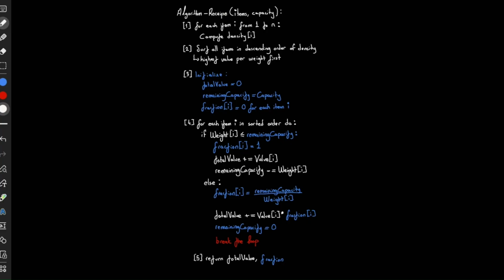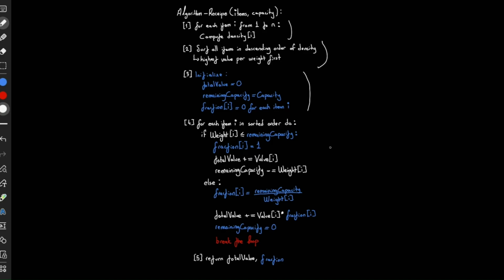Now let's walk through the algorithm again in order to understand it better. Okay, first we are computing the densities. Then we are sorting these densities in descending order. And we are doing it greedily, considering the best value per weight first. So the first item of the list will be the highest one. Then we are initializing our variables. First we are initializing our total value as 0, then remaining capacity as capacity, and we are also initializing our fraction array, which in the beginning will only include zeros.